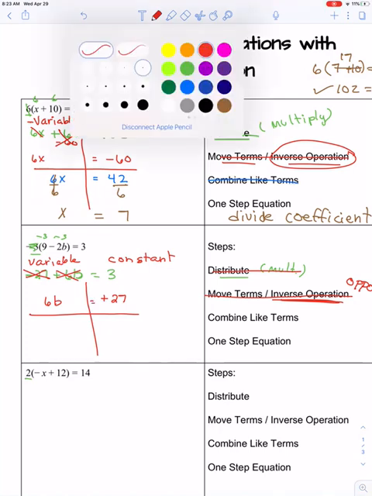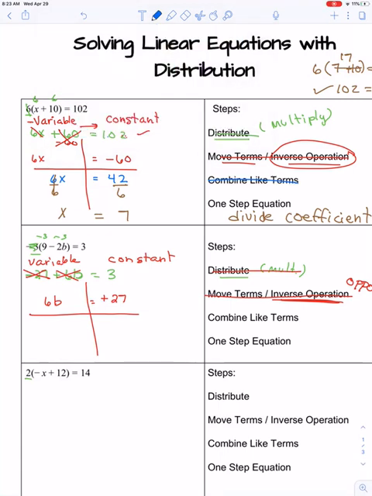Okay, so to combine like terms, I don't have another variable term, so I just bring my 6b down. I combine my constants. 3 plus 27 is 30. So now, one-step equation. Again, we're showing multiplying, 6 times b. So now we're going to divide by that coefficient. So divide both sides by 6.